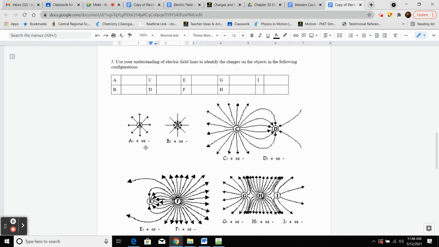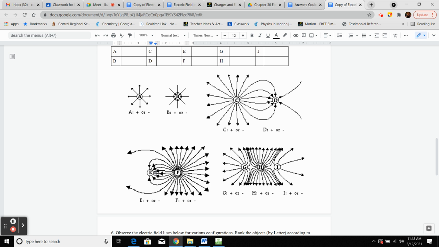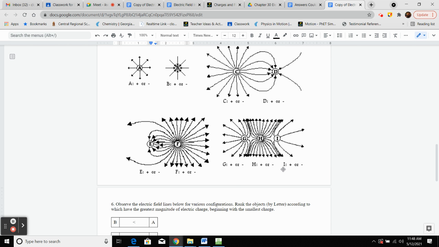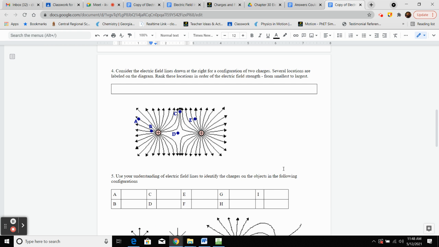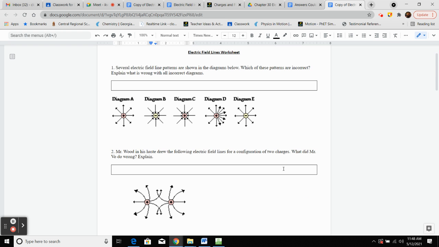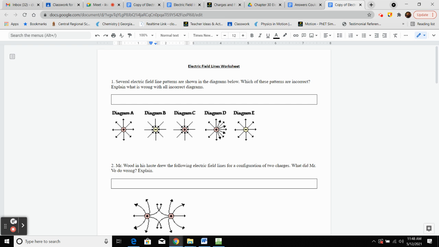So A should be what? Positive or negative? Out of positive, A should be positive. B is going into negative. C, out of positive, so C is positive. It's going into D, negative. F is radiating out, so F is positive. E would be negative. For this one, it's radiating out from all of them, so they would all be positive for G, H, and I. All right. Guys good with that?